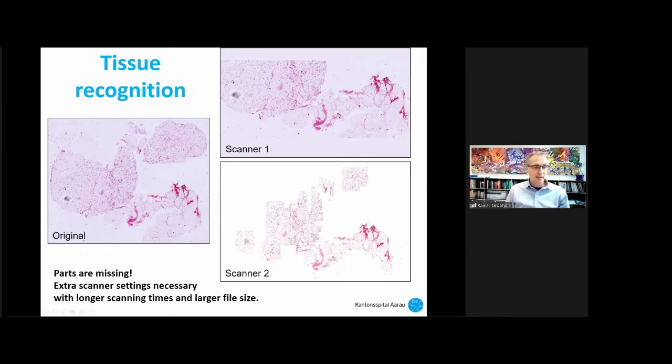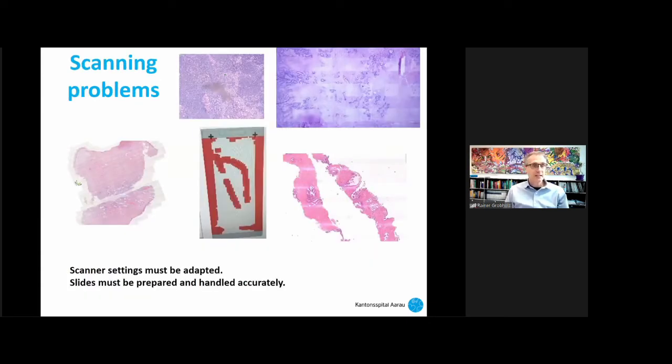Luckily, the vendors took it seriously, and they worked very hard on it, and they have released new software where that problem is really reduced to a very small amount of dropouts in the recognition of the tissue. However, we still have scanning problems, as you know, like here, the biopsies are over here, and on the cover slip the borders are detected. That means extra scanning time and extra file size.